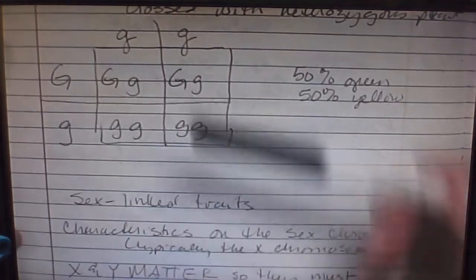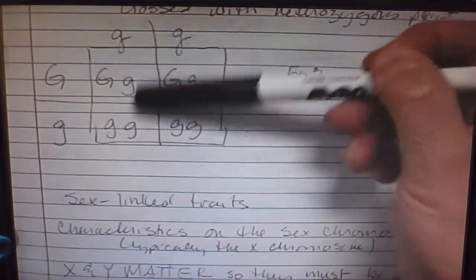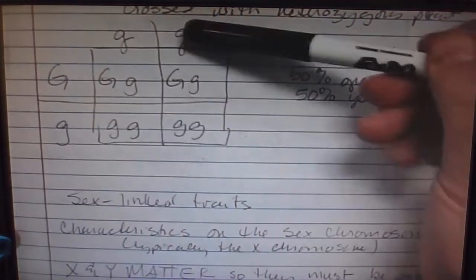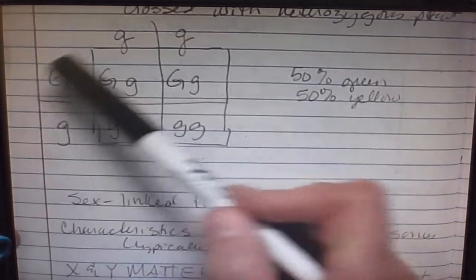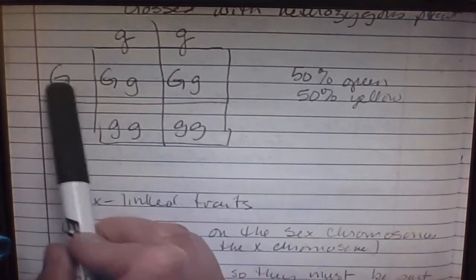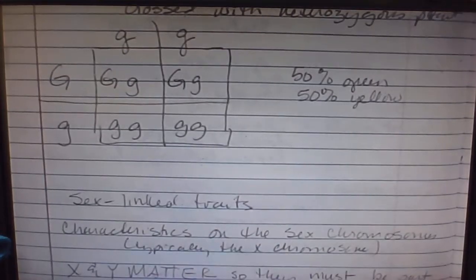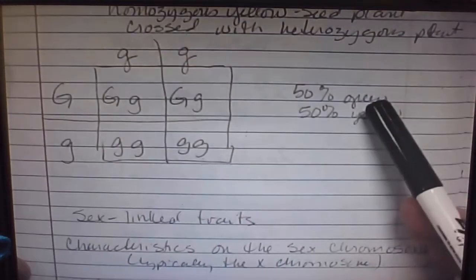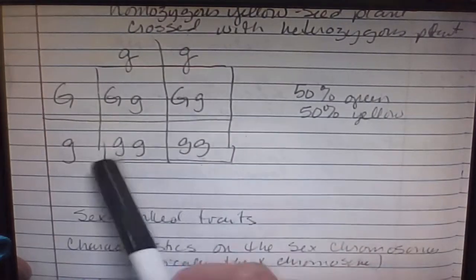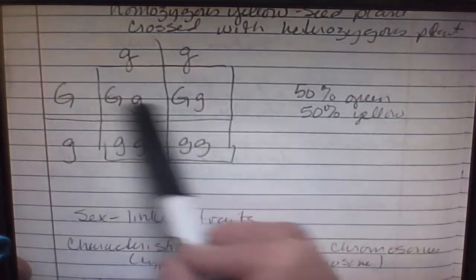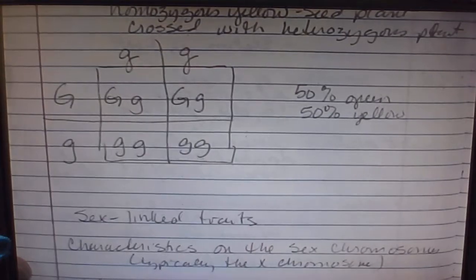I fill in the Punnett square. Everything on the top goes into the boxes directly below it. So this goes here and here. Everything on the side goes into the boxes directly to the right. So this goes here and here only. This goes here and here only. So if we look at probability, we've got 50% green, 50% yellow. 2 out of 4 green, 2 out of 4 yellow.